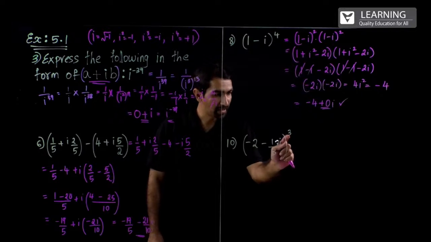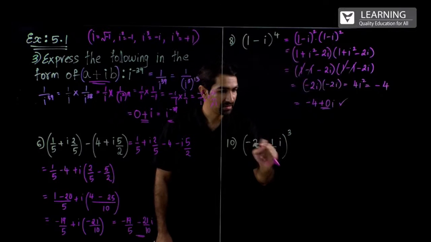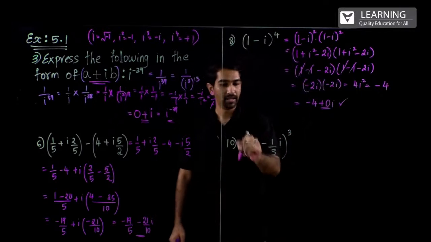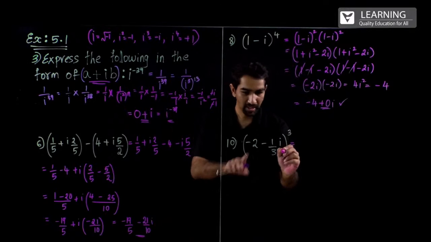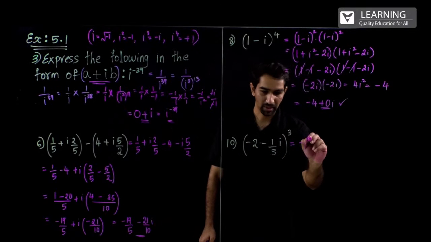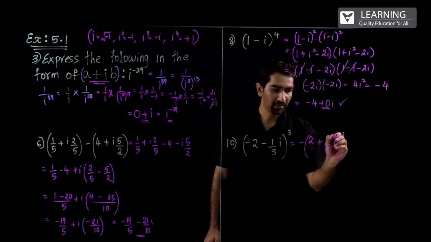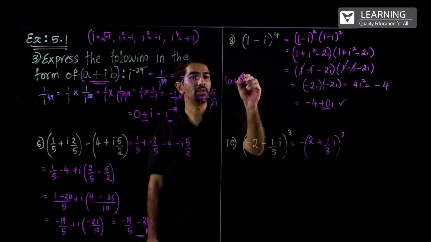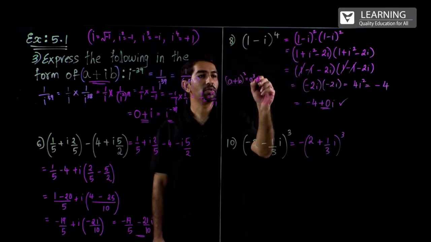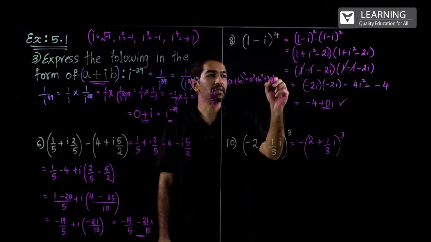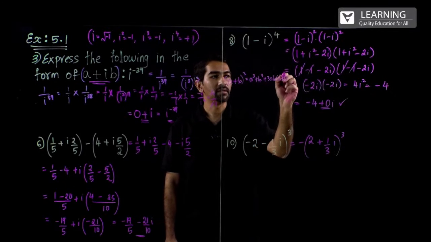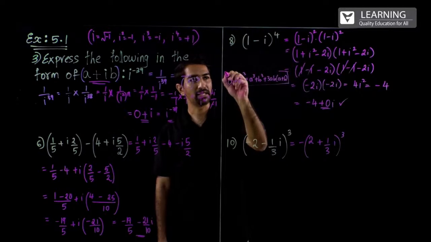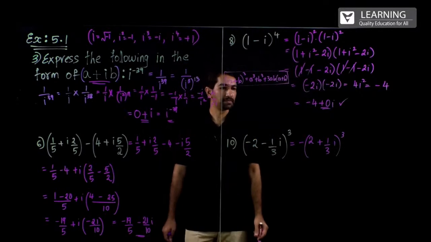Do we know this expansion to the power of 3? We know that, right? So what is to the power of 3? First of all, we'll take minus outside. So that will become 2 plus 1 by 3i whole to the power of 3. Now this is in the form of a plus b the whole cube. A plus b the whole cube is equal to a cube plus b cube plus 3ab of a plus b. So this is the expansion of a plus b the whole cube.